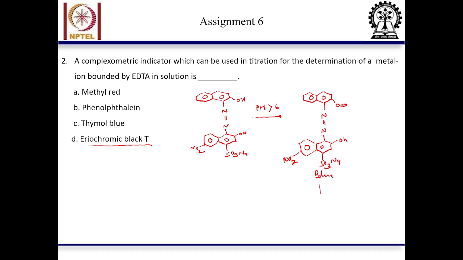Now what happens if we add a metal? Suppose we have magnesium 2 plus. It will form your magnesium EBT complex, plus H plus. This color is your wine red color.